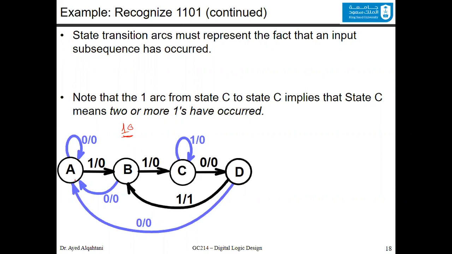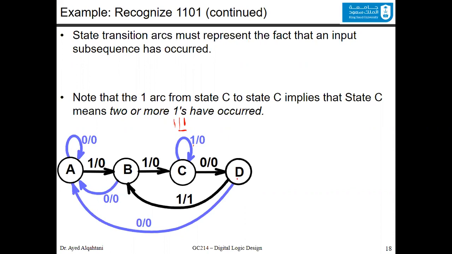from A. Now, if you are in the C, and you should be careful here, C means that you already have 1 and 1. If you received another 1, this means that at this point you have in the past 2 1s, which is the definition of the state C. So you go back to state C.